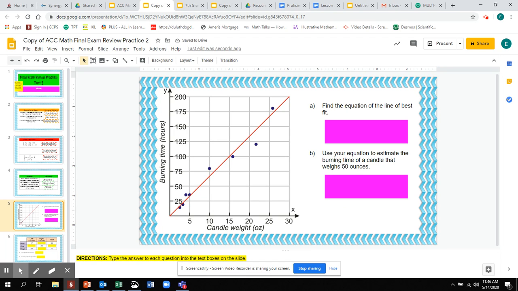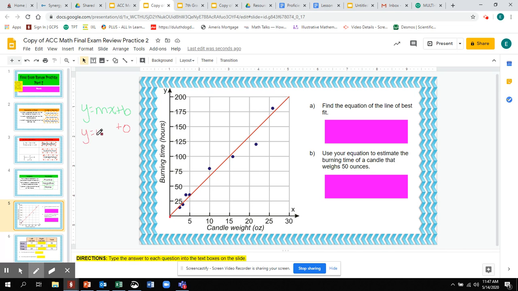Now let's look at this scatter plot, and we need to find the equation of the line of best fit. So again, when we're finding the equation of a line of best fit, equations of lines always need to be written in the form y equals mx plus b. So we need to find, first off, our b, or our y-intercept. In this case, this line intersects the graph right here at 0, which means my y-intercept is going to be 0.